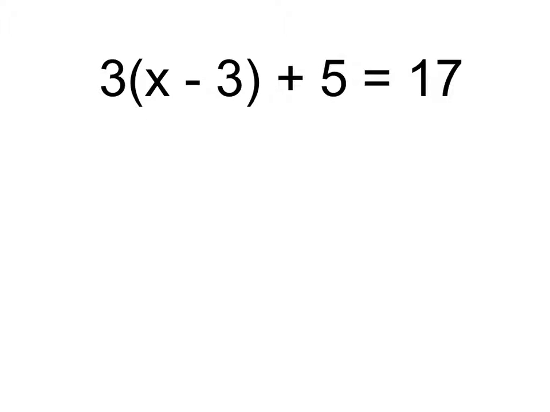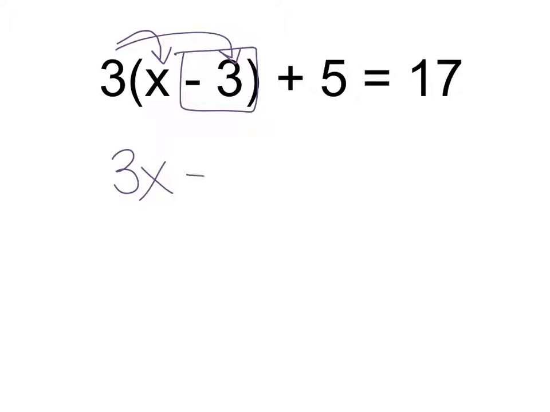The first step I'm going to do is the distributive property. So 3 times x is 3x. 3 times, this is a -3, is -9, plus 5 equals 17. Right? So there's my first step with the distributive property.